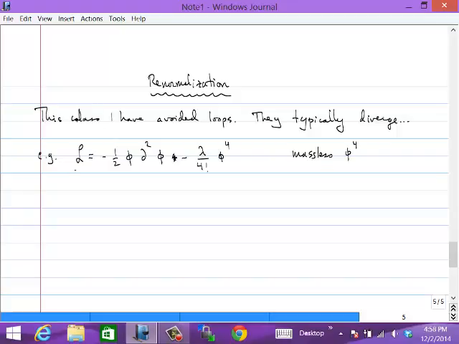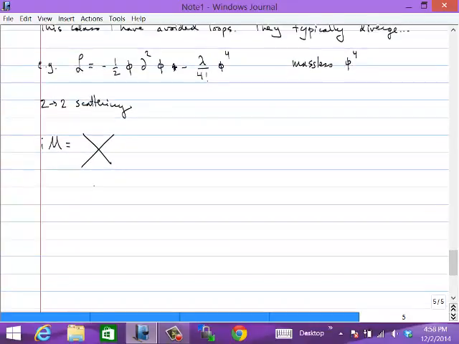So let's consider the process where you have 2 to 2 scattering. Okay. So the scattering amplitude, at tree level, you have a quartic interaction vertex. So let's call that term M1. And M1 is just equal to minus I times the coupling, as usual.